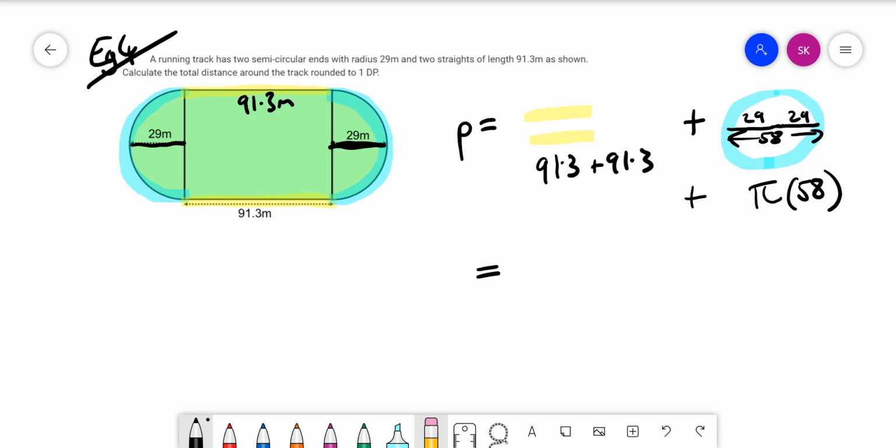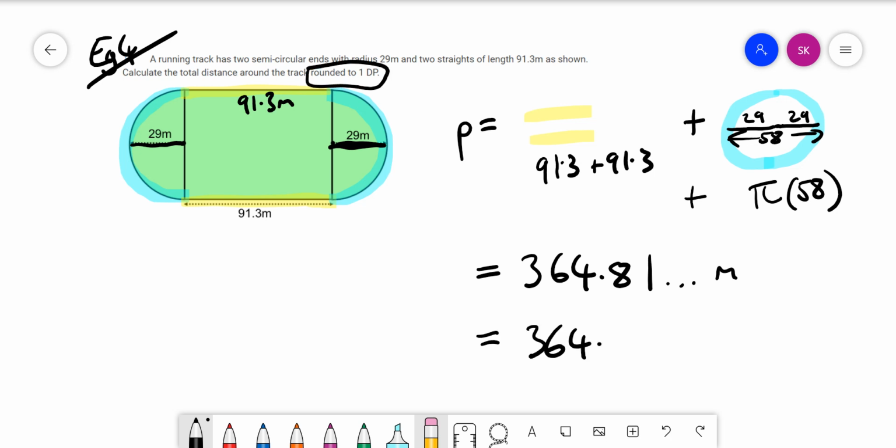I'm going to get 364.81 meters. And then I'm going to round it because it's saying it wants it rounded to 1 decimal place. So 364.8 meters to 1 decimal place. And that's it.